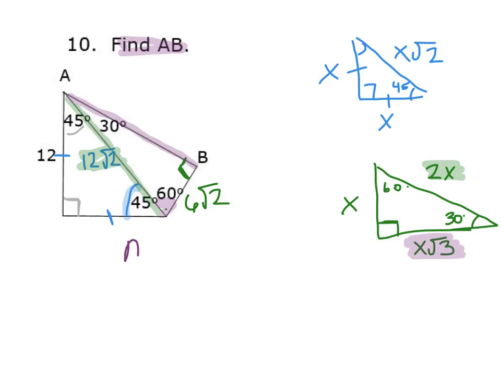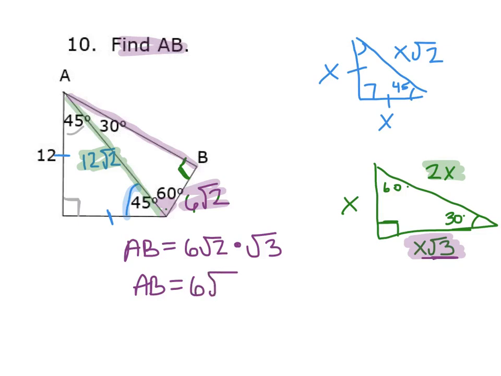So our length of AB is equal to our x value, 6 square root of 2, times the square root of 3. We can go ahead and join what's under the radical. So AB is going to be equal to 6 square root of 6, because 2 times 3 is 6. Square root of 2 times square root of 3 is square root of 6. We can't break that radical down any further, so this would be our final answer.